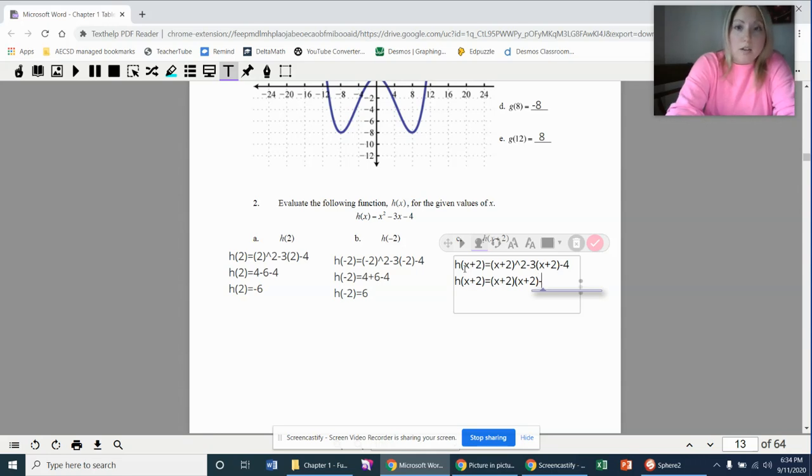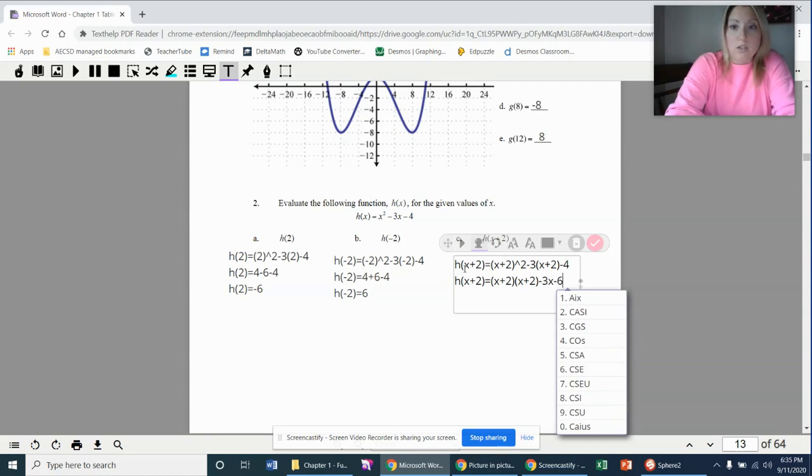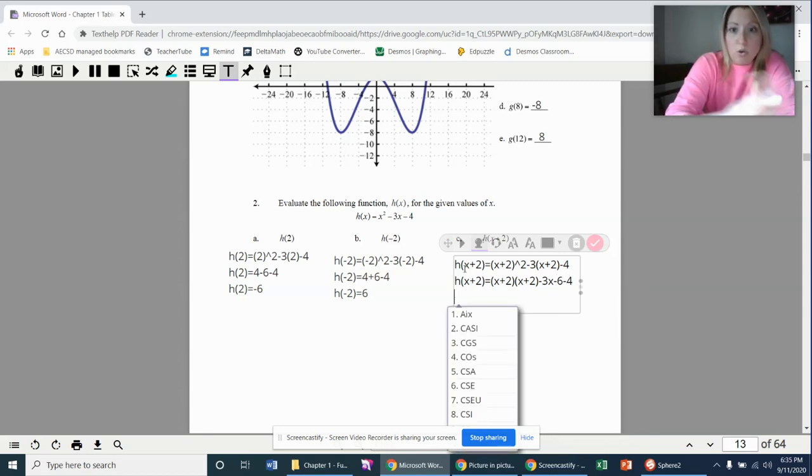Then let's distribute the negative 3. So negative 3 times x is negative 3x, and negative 3 times negative 2 is negative 6. And then you've got a minus 4 at the end. There's a couple of things there that are going to be able to combine as far as like terms go.